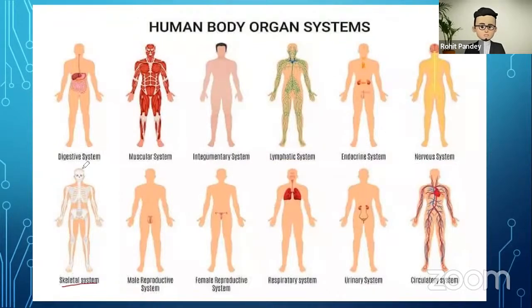The skeletal system, 206 bones are in our skeletal system. The male reproductive system, penis and testis. The female reproductive system, you can see here a pair of ovaries, fallopian tube, vaginal area. And then the respiratory system, you can see lungs here. And then the urinary system, kidney, which purifies blood.